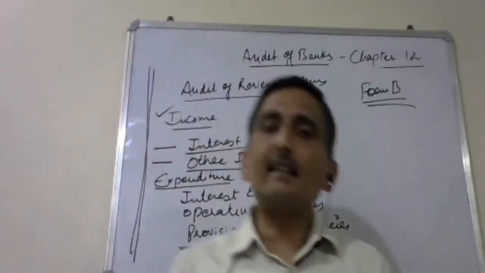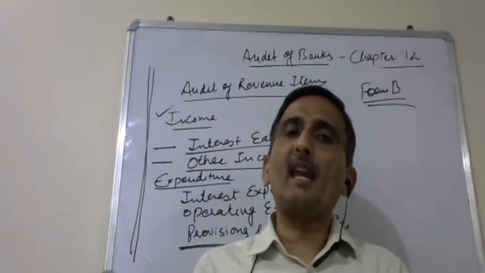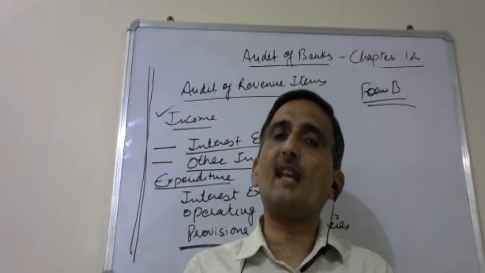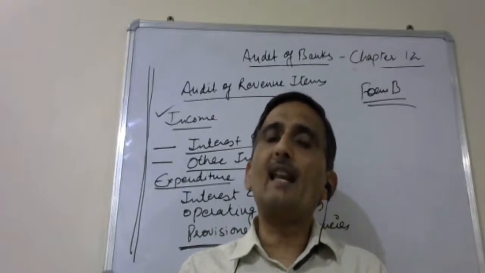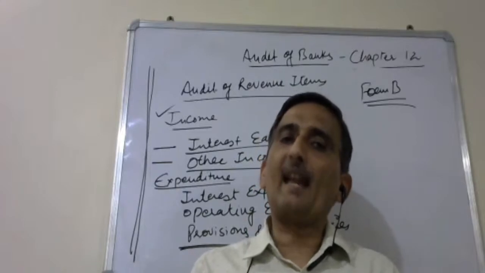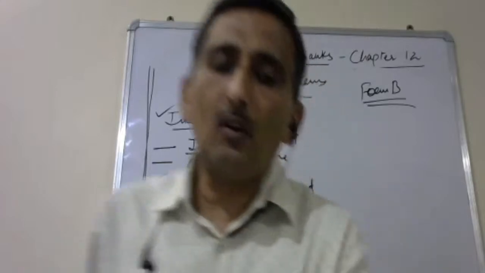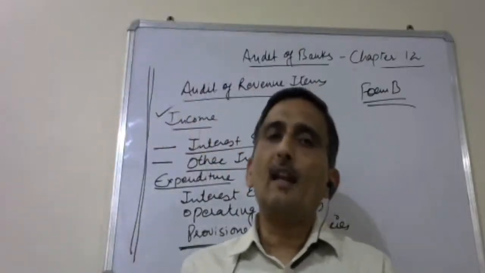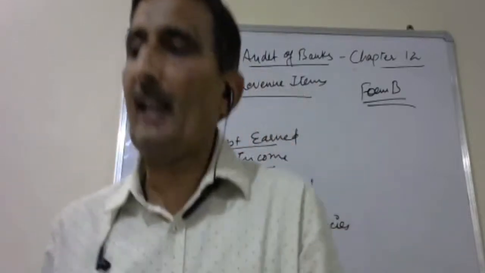So these are the main considerations which the auditor has taken into account while auditing the revenue items of a bank. Okay, so now we will quickly go through your module and summarize the chapter.